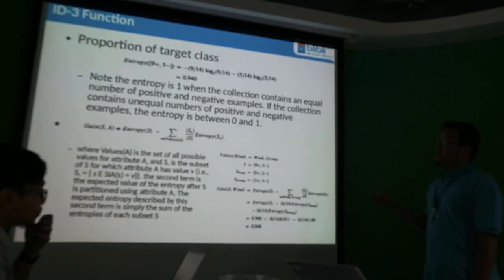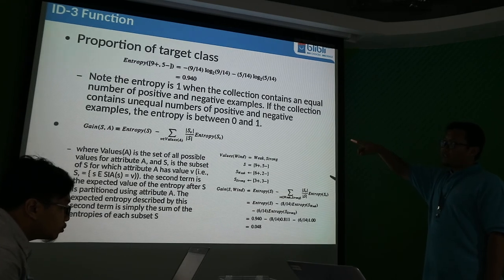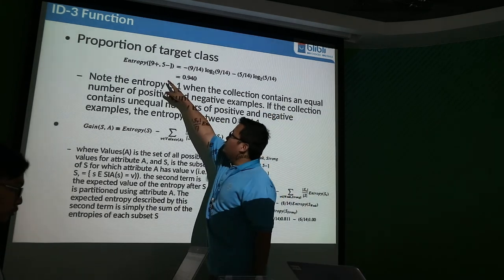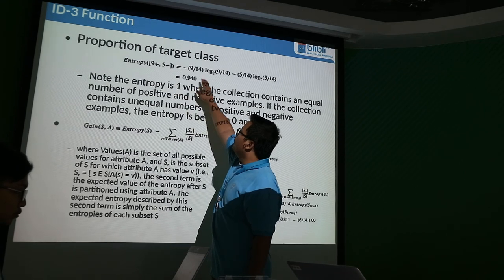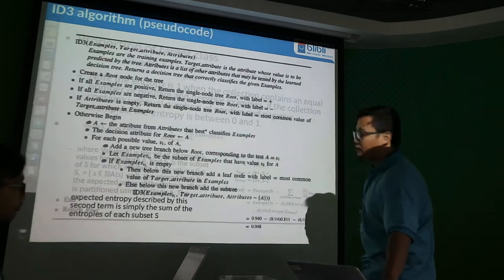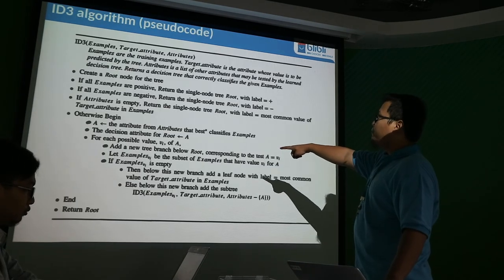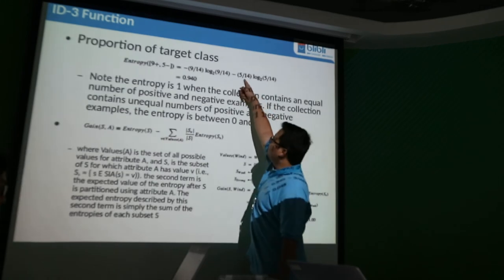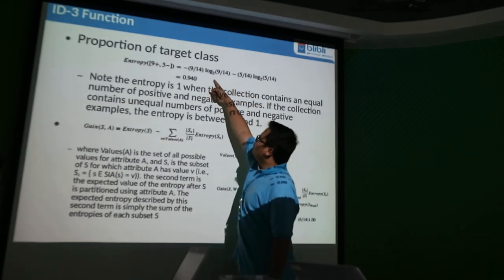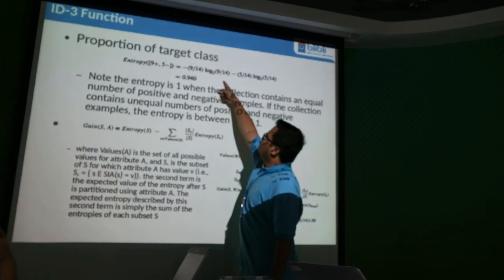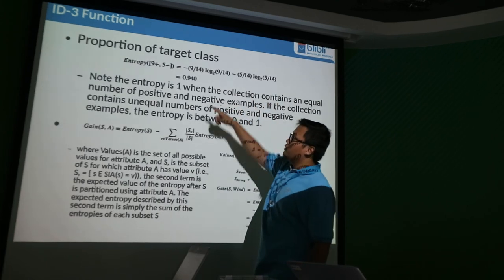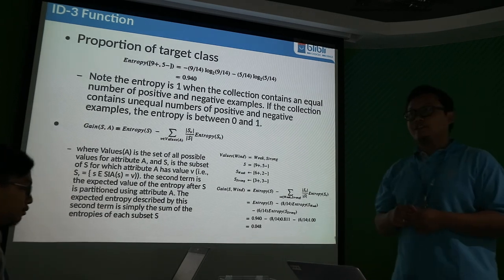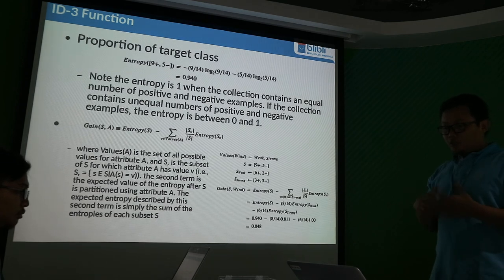We have 14 data, 9 positive for yes and 5 negative for no. The function is this one: the probability for yes and the probability for no, multiplied by log base 2 of the probability for yes and the probability for no, and the result is 0.94. It means it's not balanced enough, but almost balanced because it converges to 1, the entropy for all data.